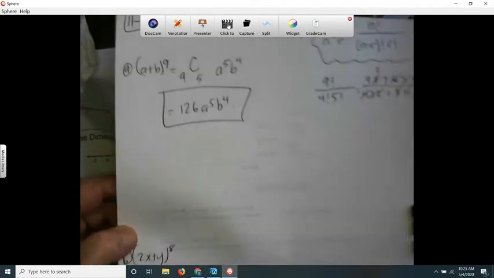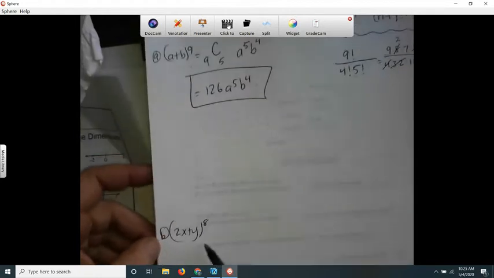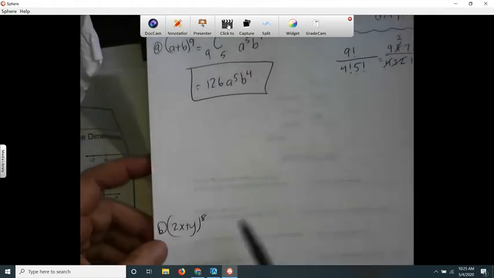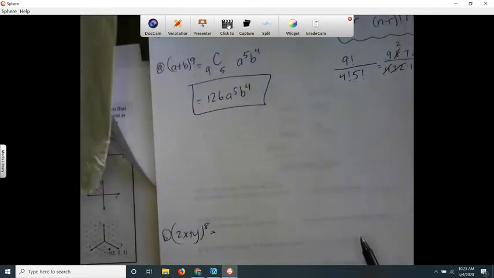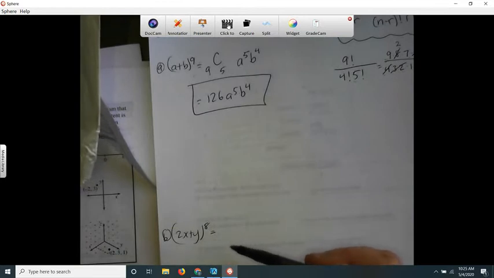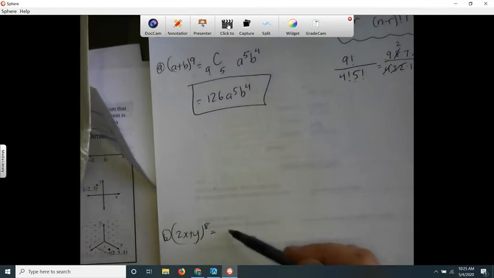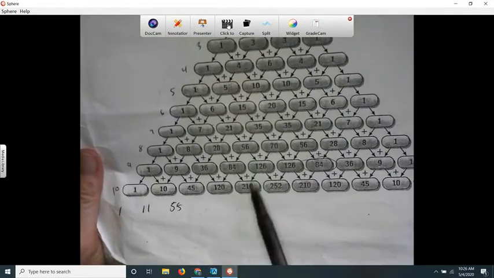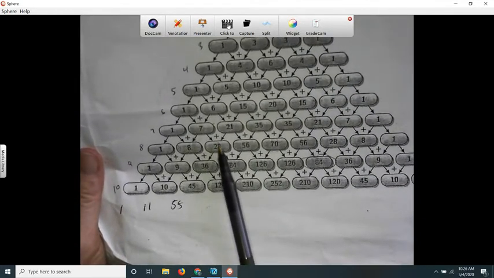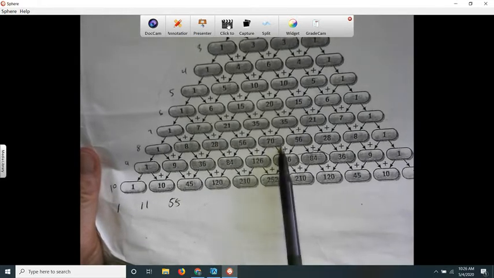Okay, now let's try another one. This one's going to be a little more complicated. You don't need to get it out, but if you have a Pascal's triangle, you can use it to check yourself. I know that I can get the coefficient, and what the A's and B's are, by looking at the 8th row. And I want the fifth term.